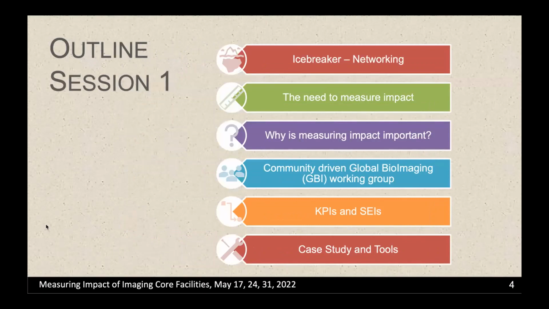So for today's session, we'll start with an icebreaker to start a bit of networking within the groups. We'll be talking about the need to measure impact and how it became apparent in the platform scientific community. Then we will dig into the reasons why it is so important to measure it, based on the scientific platform's unique perspective and importance in the research ecosystem. And to illustrate community-driven impact recommendations, we'll share the Global BioImaging experience in developing recommendations.